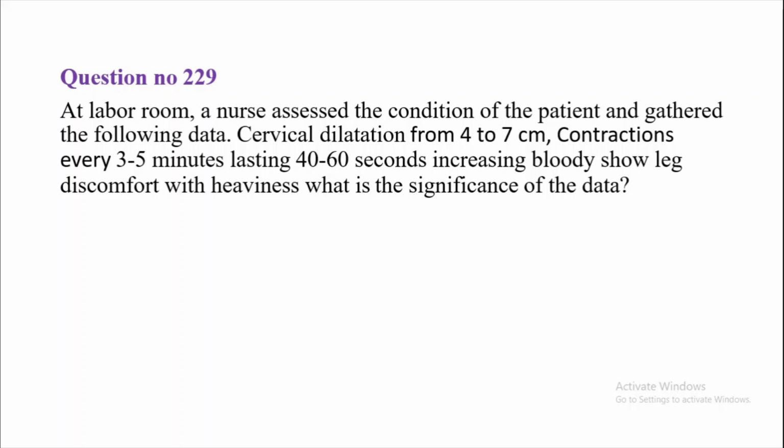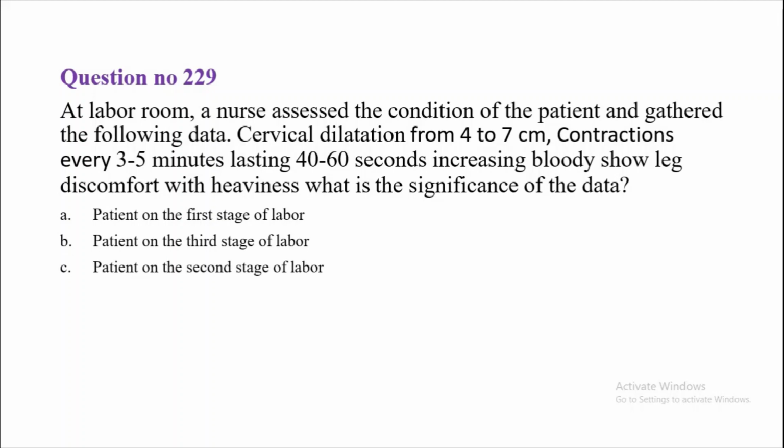The options are: Number A, patient is in the first stage of labor. Number B, patient is in the third stage of labor. Number C, patient is in the second stage of labor. Number D, patient is experiencing a prolonged labor.